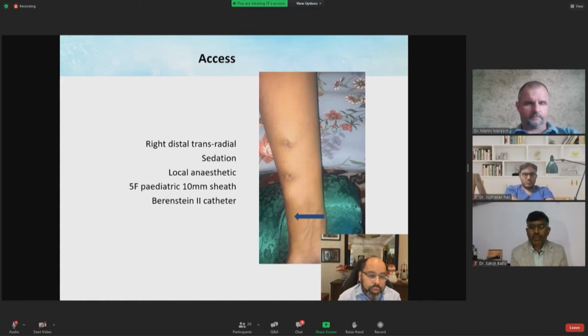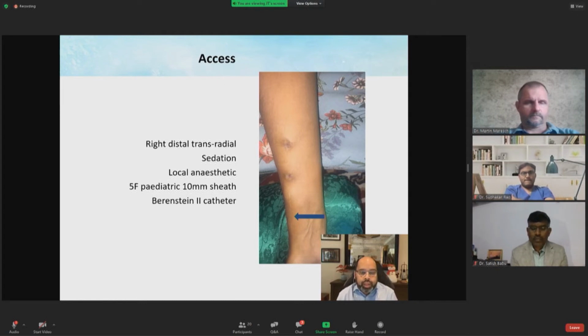So this is a picture of the patient's fistula. The arrow points at the anastomosis of the radiocephalic fistula. You can see it's pretty close to the wrist, and therefore a normal radial artery access would not be possible here. So we decided to go for a distal trans-radial access on the right hand.